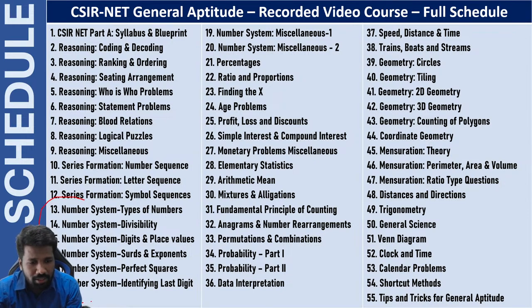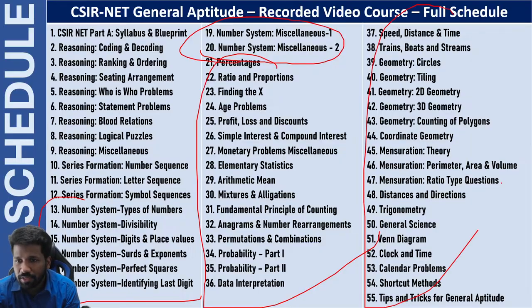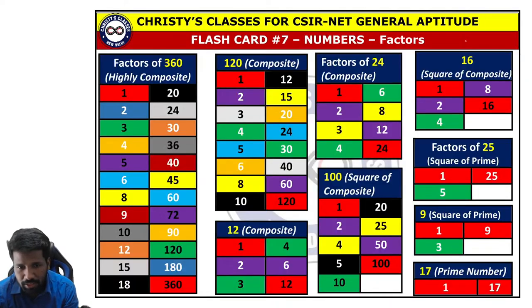So last class we discussed number system related questions. Now for the other chapters we will discuss some of those important questions, and we also discussed the number system flashcard briefly.